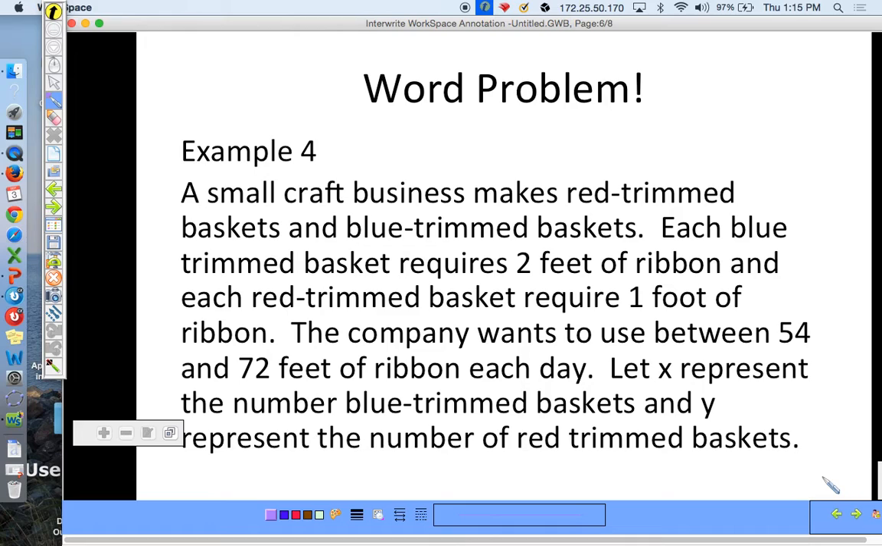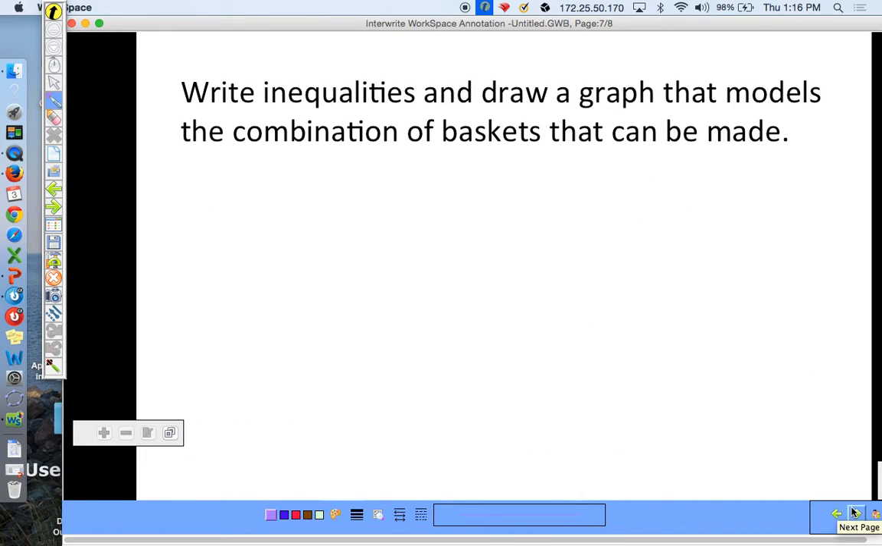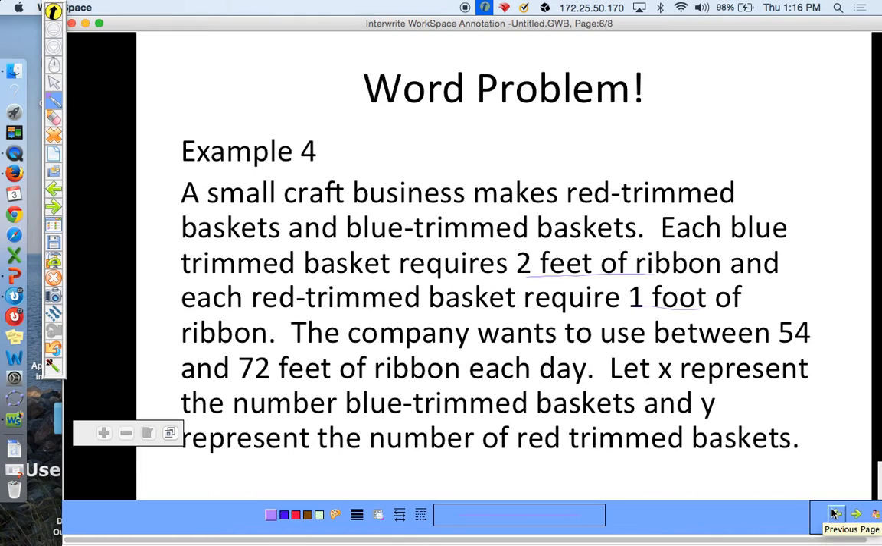So our last thing, everybody's favorites, we're going to take a look at a word problem here. A small craft business makes red trim baskets and blue trim baskets. Each blue trim basket requires 2 feet of ribbon, and each red trim basket requires 1 foot of ribbon. The company wants to use between 54 and 72 feet of ribbon each day. Let X represent the number of blue trim baskets and Y represent the number of red trim baskets. Write inequalities and graph a model that models the combination that can be made.